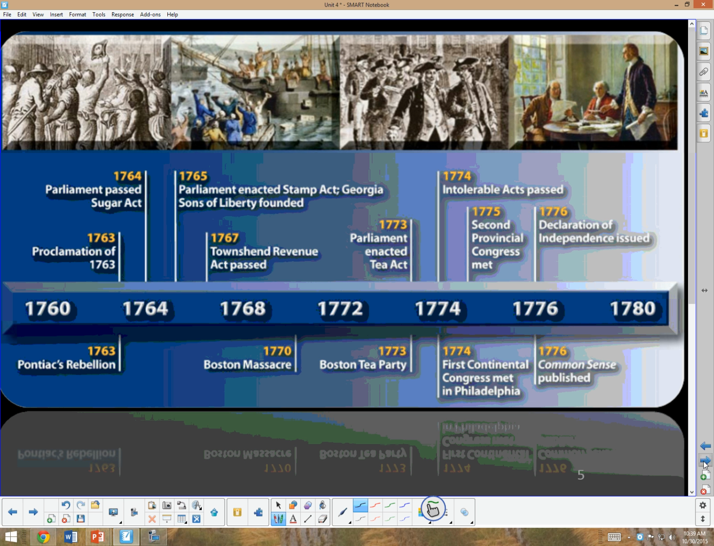Here is a timeline. You're going to eventually need to, on a test, put some of these things in chronological order. The Sugar Act, the Stamp Act, the Townshend Act, the Boston Massacre, the Tea Act, the Intolerable Acts, and the Declaration of Independence. It's important that you know not necessarily the years that those happened, but the order in which they happened, because one thing led to another.